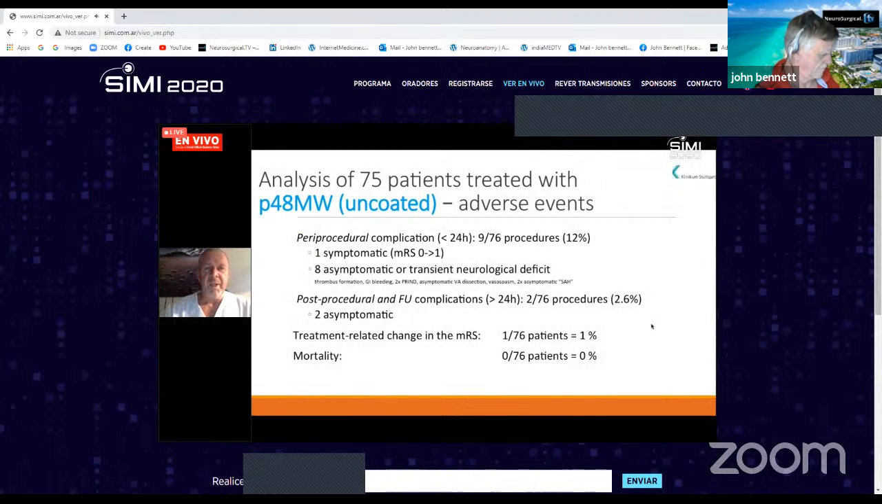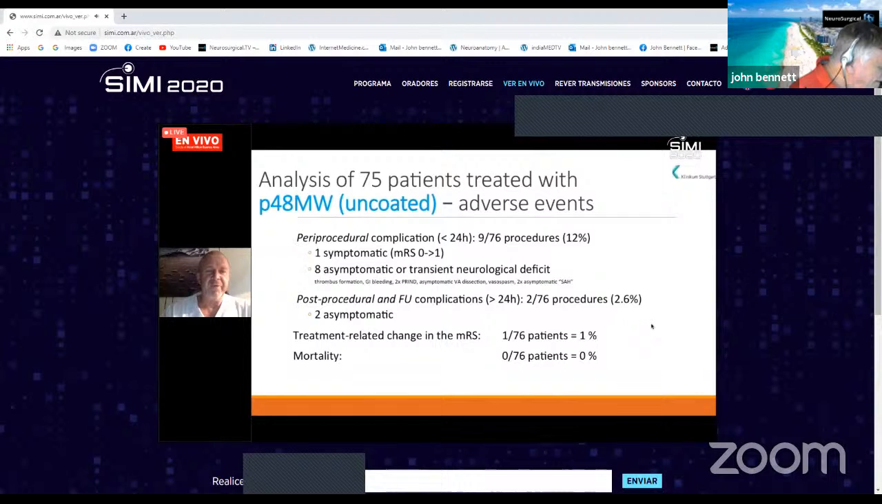Adverse events. We had peri-procedural complications in 9 out of 76 procedures. This is the 12% rate. One was symptomatic, causing a deterioration of the condition of the patient from modified Rankin 0 to 1, and the other 8 peri-procedural issues were asymptomatic, like thrombus formation or gastrointestinal bleeding, which didn't cause any permanent issue or something like that.